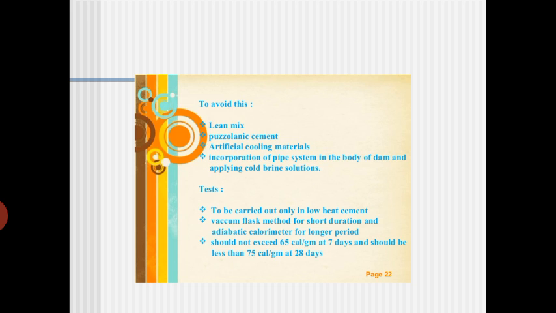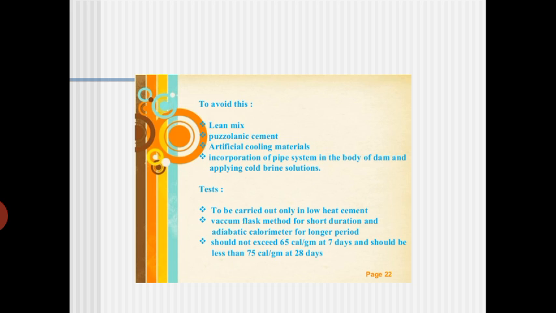Then how are they going to conduct this test? This has to be carried out in low heat cement. That means a less quantity of cement has to be taken, and it has to be compared with the standard value. I already said, take 1 gram of cement and check how many calories you are getting. For example, whether it is exceeding 120 calories or coming below 120 calories. Then normally we follow the vacuum flask method.